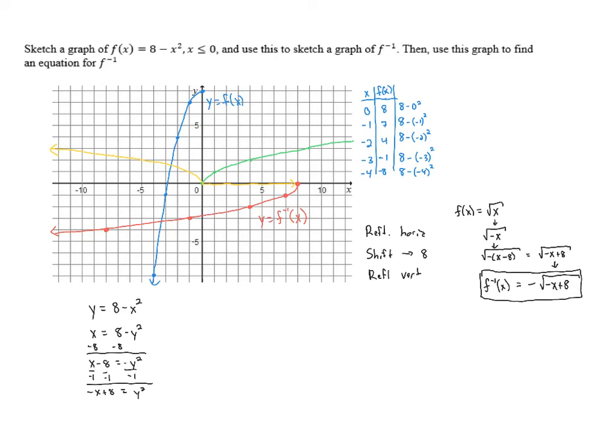And then to get the y alone, we need to take the square root. But we remember that there's 2 square roots, the positive and negative square root. But because the domain of our original function was less than or equal to 0, the range of our inverse function is going to be less than or equal to 0. So we need to take the negative square root. And would you look at that? This matches up with what we have from our series of transformations. And so everything matches up.